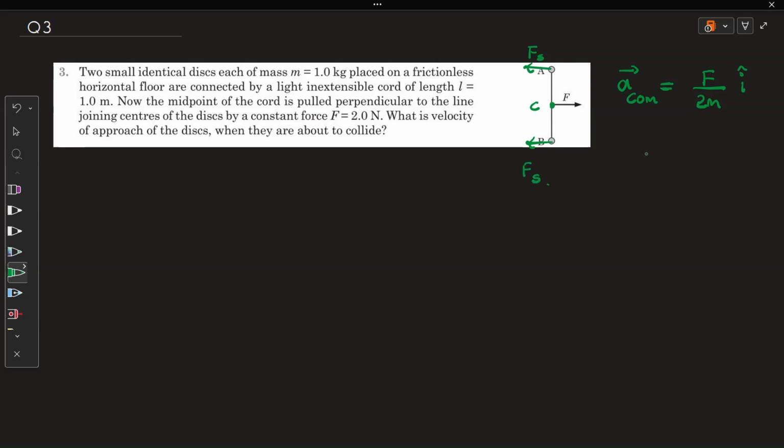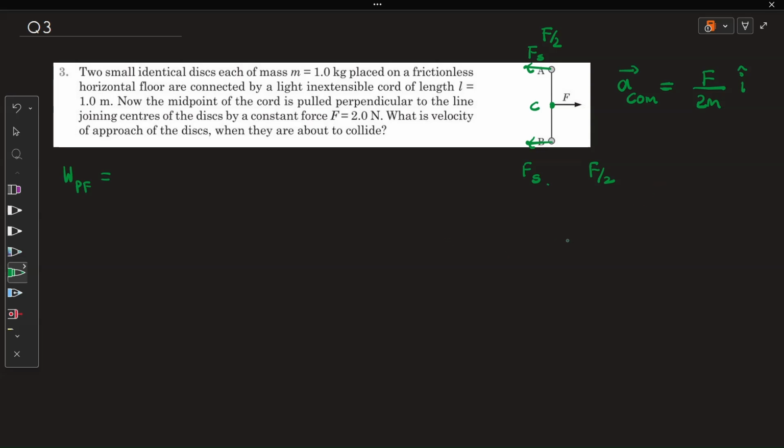What about the pseudo force values? That would be F/2 for each body, because the acceleration is F/2m and each body's mass is m, so in this direction. But will this F/2 cause any work? Let's calculate the work done by the pseudo force.